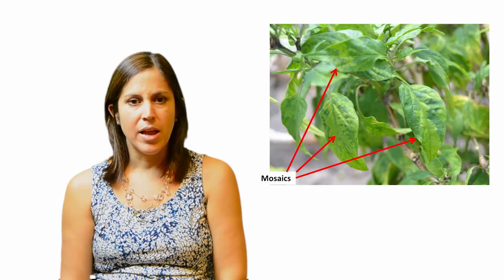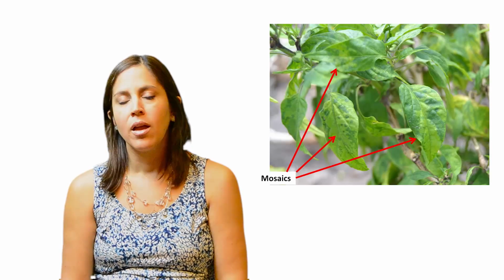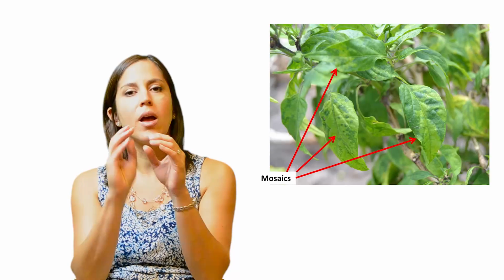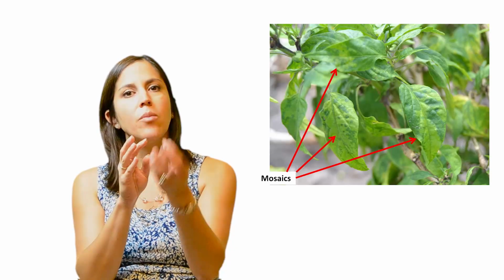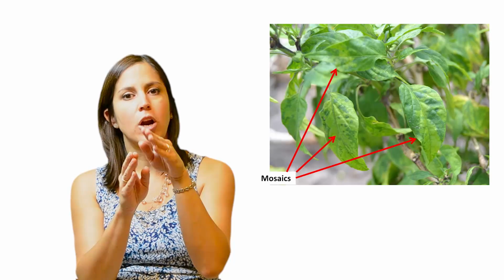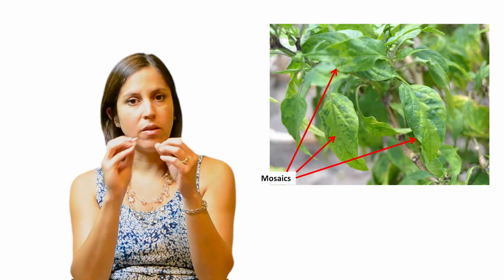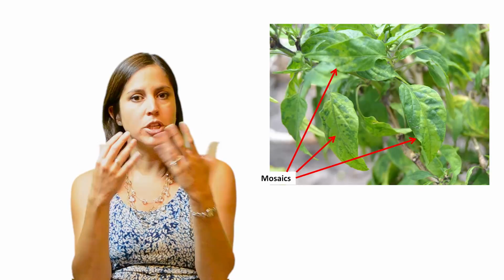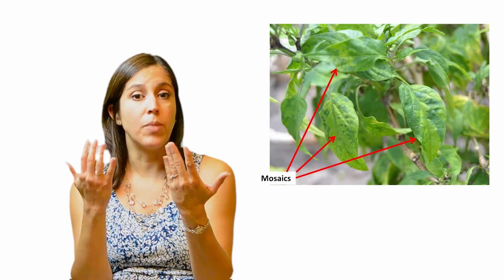In this other slide, I want to show you the different types of mosaics that you can see. Mosaic is a discoloration, where you have some chlorosis and yellowing, and then also some patches that are dark green. And this is in the same plant, as you can see. It's basically the same flush of tissue coming out, and you can see the different patterns. It's all caused by the virus.